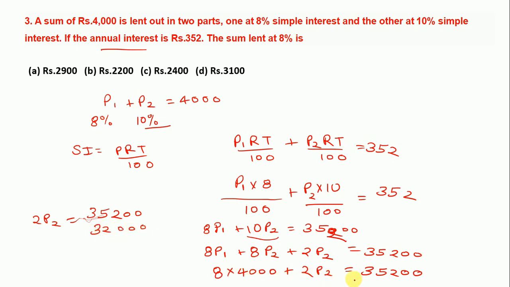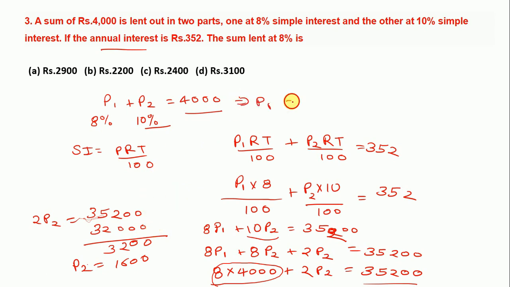Because I am subtracting 32,000 from this. So it will be equal to 3,200. So P2 will be equal to 1,600. And now P1 plus P2 was 4,000 and P2 is equal to 1,600. P1 will be equal to 2,400. So your correct option is C, 2,400.